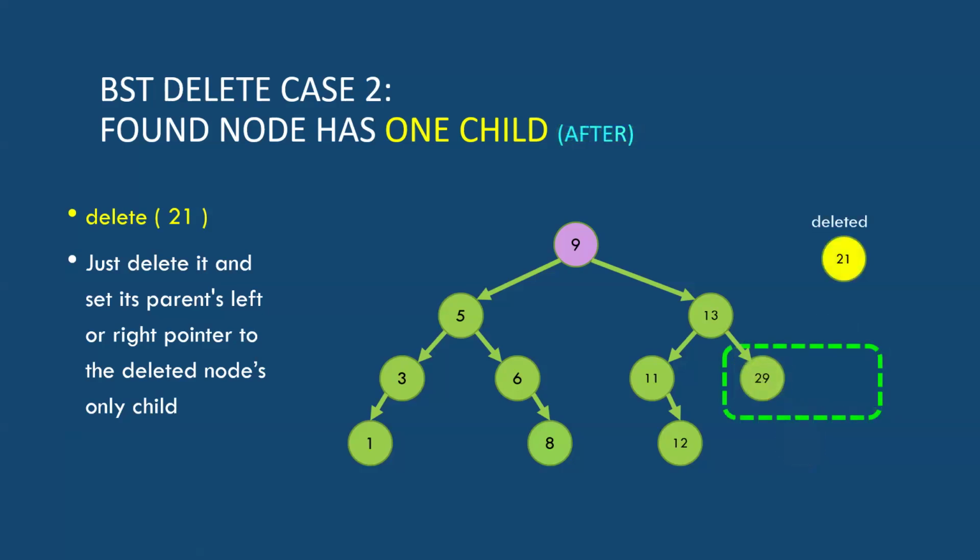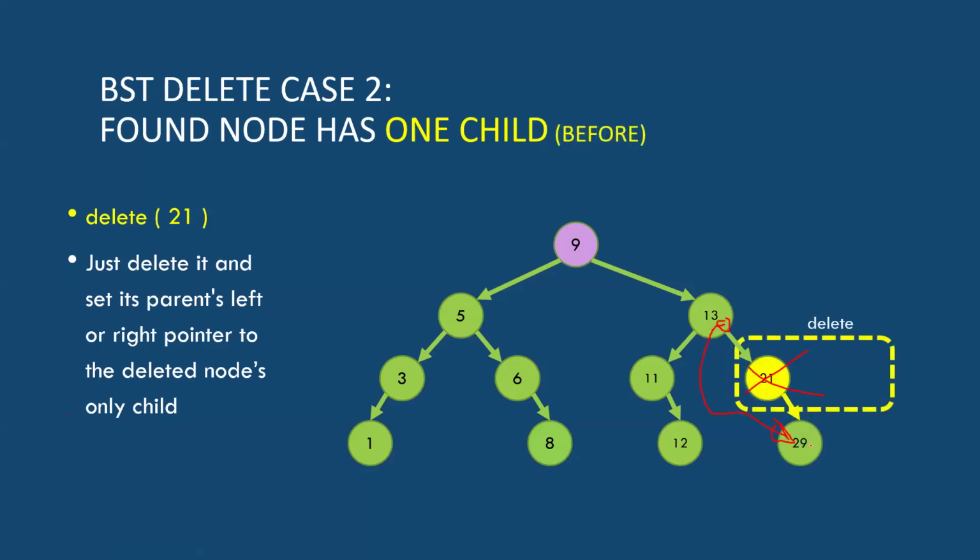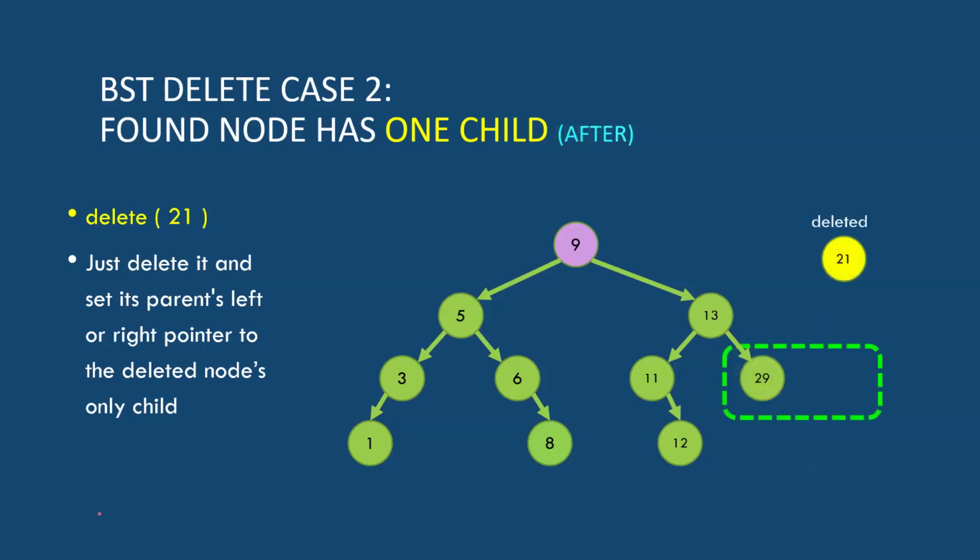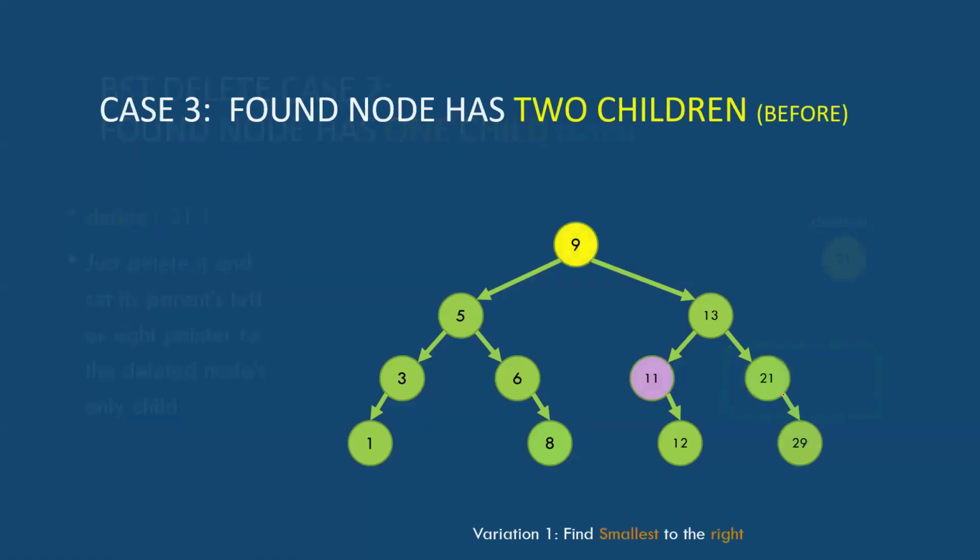If we can fix that up, if we can get at that pointer, then that'll route around the 21 and we can delete that node. And we haven't broken the binary search tree in any way. It's still a valid binary search tree, okay? So everything is still less than 13 or greater than 13, it just works out that way. So that's the one child case.